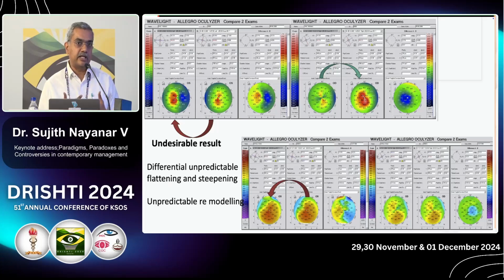Because the cross-linking is not happening at the same level, to the same extent, at all depths. Some areas are more cross-linked, some areas are less cross-linked. So what we are actually creating is a more irregular cornea. And this is not predictable.